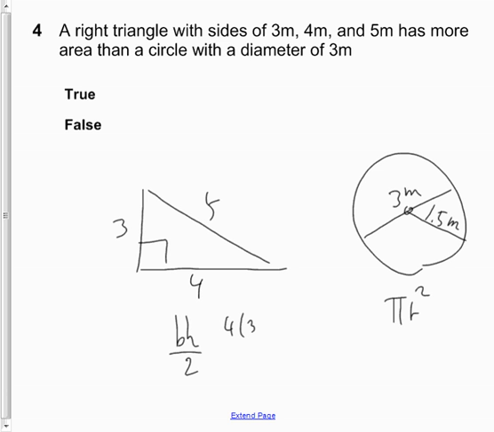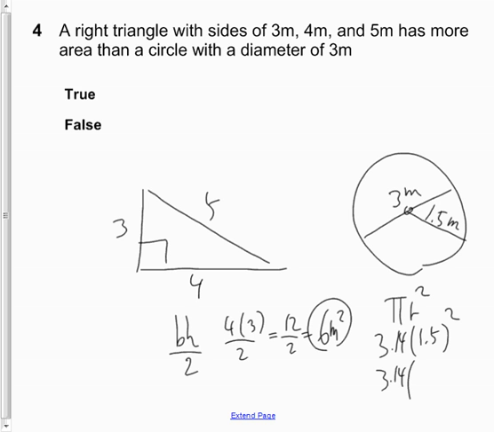4 times 3 divided by 2 equals 12 divided by 2, which equals 6 square meters for the triangle. Over here, 3.14 times 1.5 squared. 1.5 squared is the first thing we do because we have to follow order of operations. 1.5 times 1.5 is 2.25.